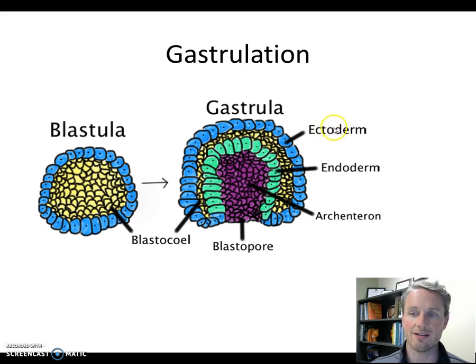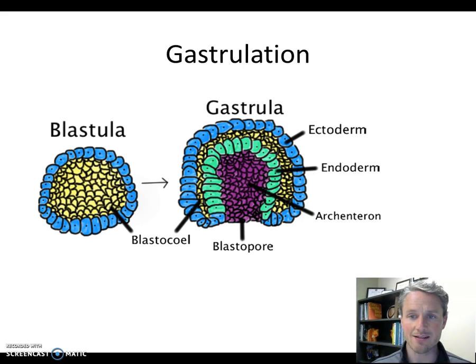So I see the precursor of a word. Ecto to me means outside, and endo means inside. The derm refers to the tissue. So again, there's ectoderm, the outside tissue, and there's endoderm, the inside tissue. All right? So we've created the outer layer of tissue, the inner layer of tissue, the hole where you can access the inside here, that's the blastopore, and we've still got this blastocele, the space in between the cells. All right. So that's gastrulation.